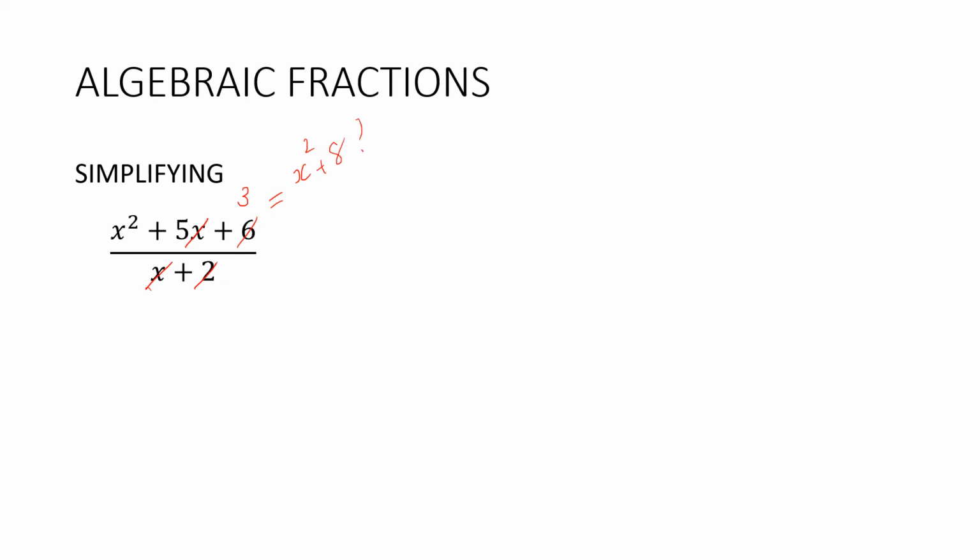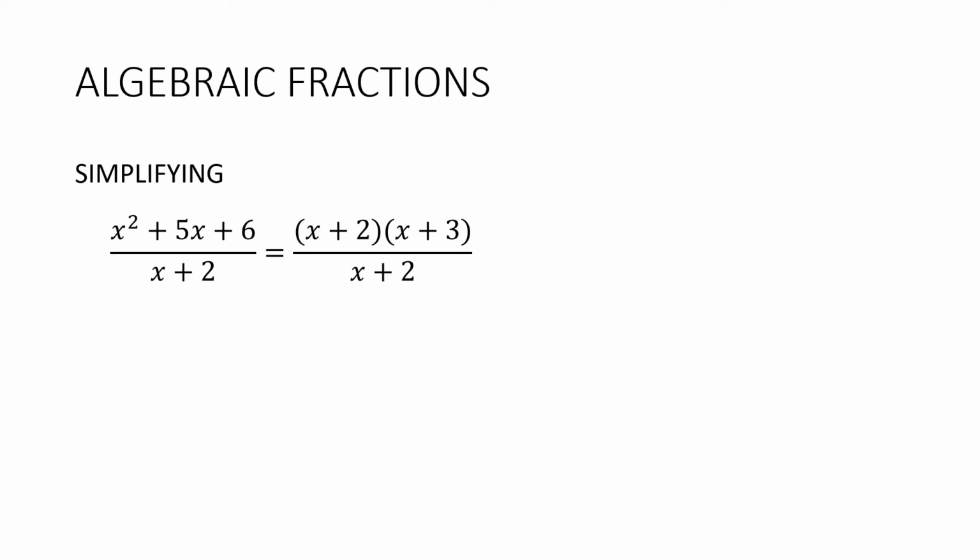Here's the rule. We can only cancel products. So only if there are times signs. Any pluses or minuses that are not in brackets are going to stuff us right up. We've got pluses all over the place there. So we need to factorize this first. So factorising, we're going to get x plus 2 multiplied by x plus 3 all over x plus 2. Can you see what's going to cancel there?